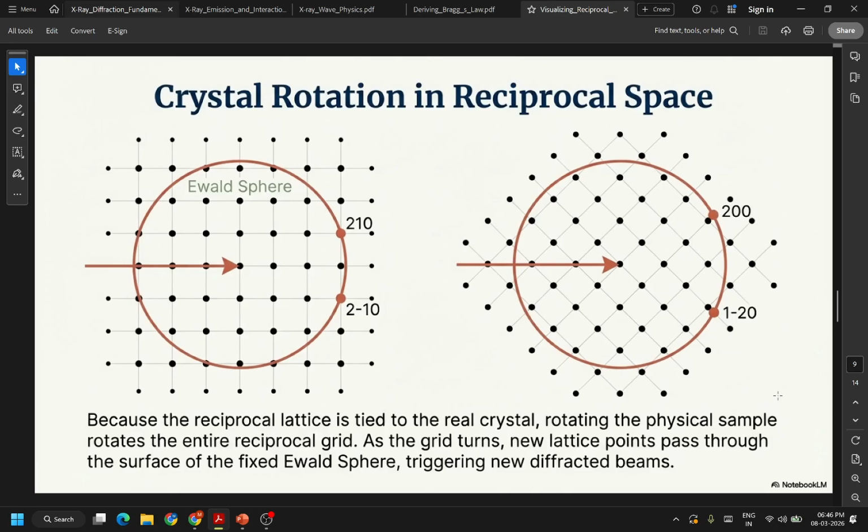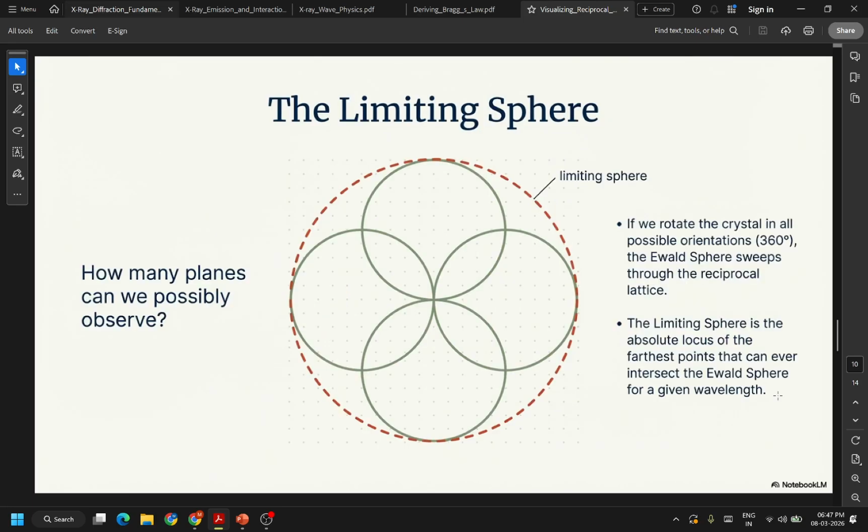So by rotating your crystal, you can get different planes to intersect with the sphere and result in diffraction. Now the limiting sphere, which means how many planes we can possibly observe. If we rotate the crystal in all possible orientations through 360 degrees, the Ewald sphere will sweep across the entire reciprocal space, and the limiting sphere is the absolute locus of the farthest points that can ever intersect the Ewald sphere for a given wavelength.